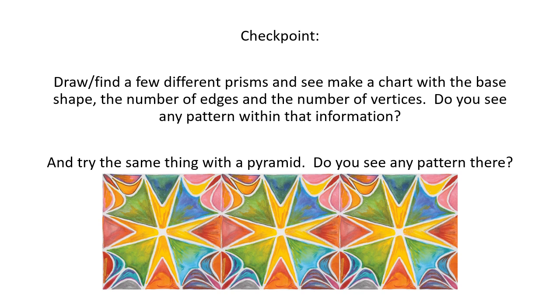So for your checkpoint, here is a border pattern. Again, this is going to the left and to the right infinitely in both directions. So which symmetries do you notice this pattern having? Does it have reflection? Does it have rotation? Does it have translation? Does it have glide reflection? So I'll let you look at this pattern and try to figure out which of those four symmetries it has.